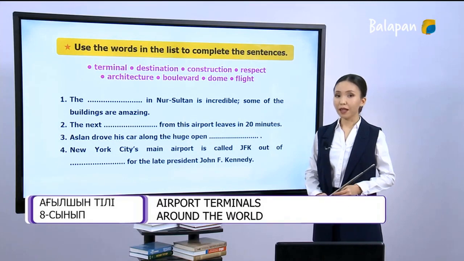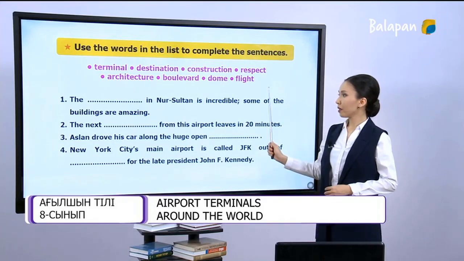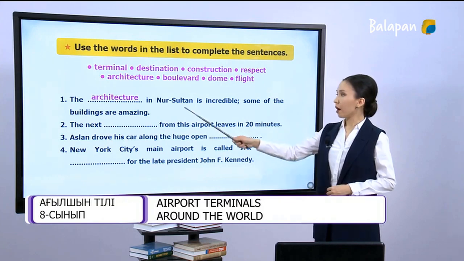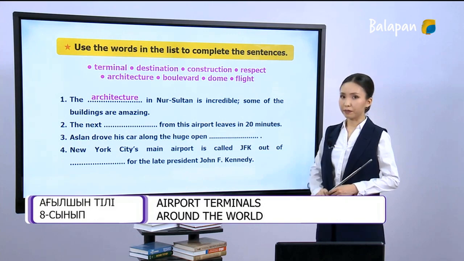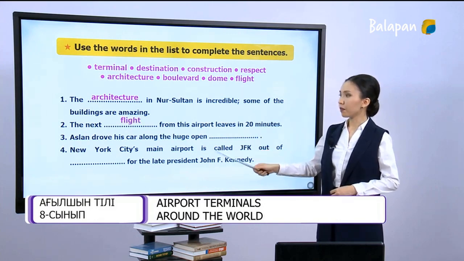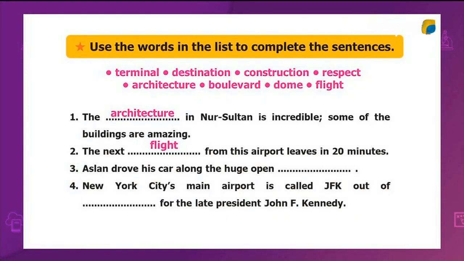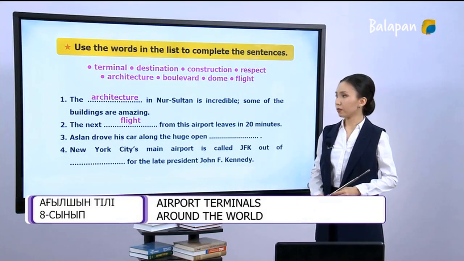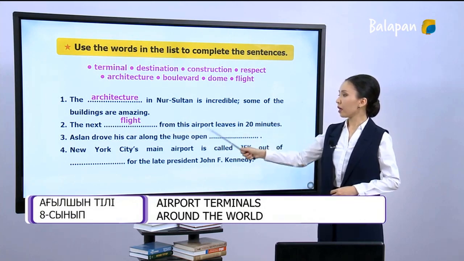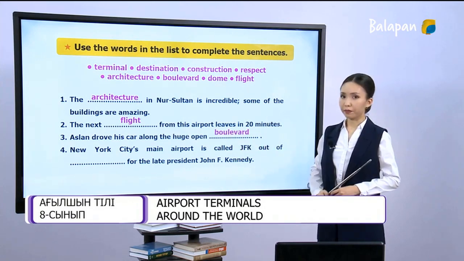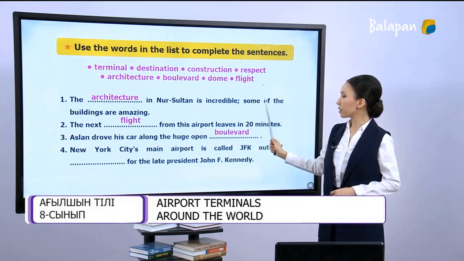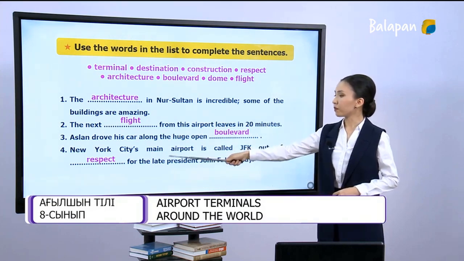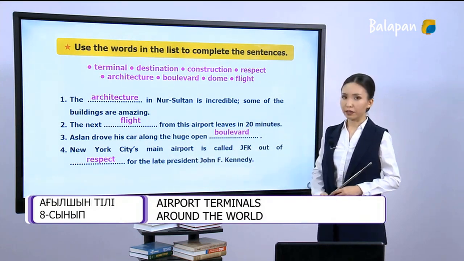Now, my dear students, let's compare your answers. Sentence number 1. The architecture in Nur-Sultan is incredible. Some of the buildings are amazing. The second sentence. The next flight from this airport leaves in 20 minutes. The third sentence. Aslan drove his car along the huge open boulevard. Sentence number 4. New York City's main airport is called JFK out of respect for the late President John Kennedy. Well done.